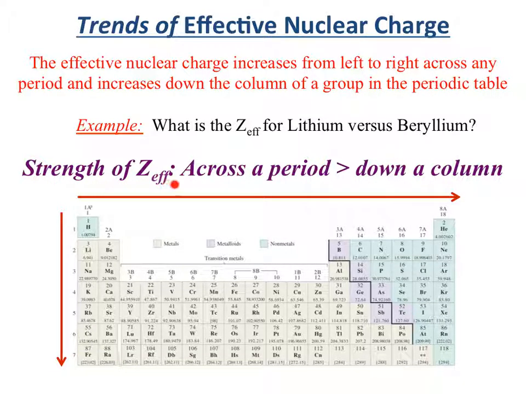Understanding that the strength of the effective nuclear charge is much, much greater as we go across a period rather than down a column. And you saw that because sodium and potassium were both +1, whereas sodium was +1 and magnesium was +2. And so you get a greater effective nuclear charge increase as you move across a period. That completes how to for the effective nuclear charge.